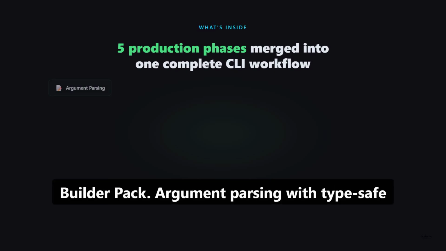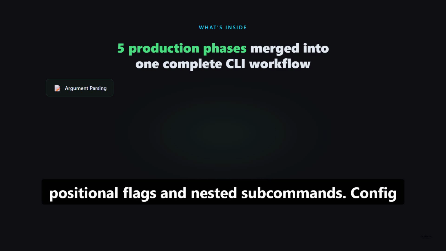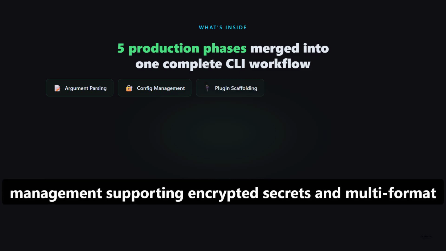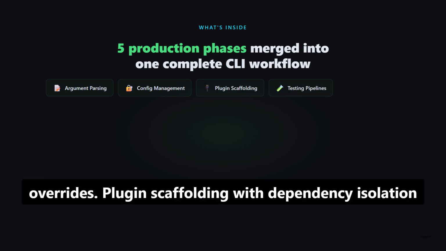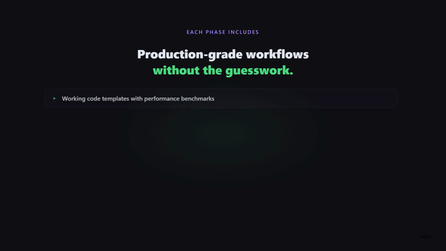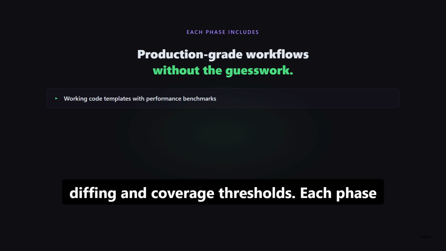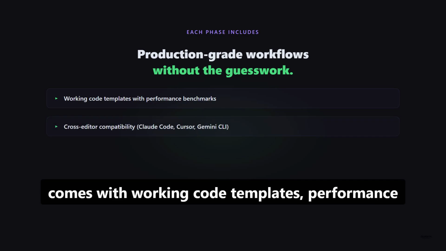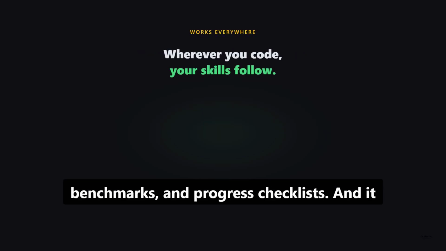Argument parsing with type-safe positional flags and nested subcommands. Config management supporting encrypted secrets and multi-format overrides. Plugin scaffolding with dependency isolation and auto-registration. Testing pipelines with snapshot diffing and coverage thresholds. Each phase comes with working code templates, performance benchmarks, and progress checklists.